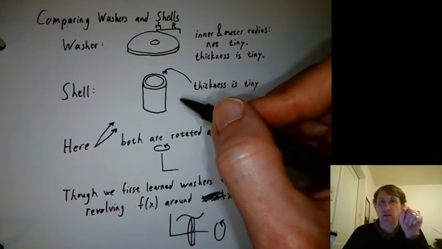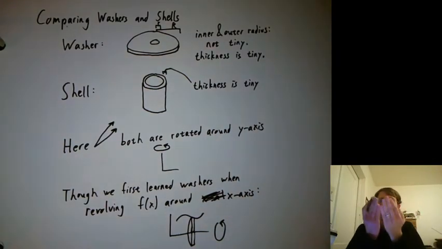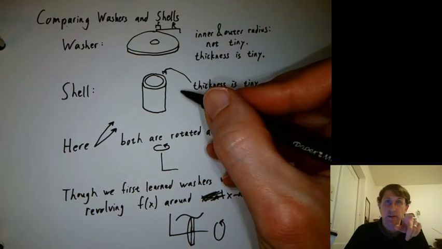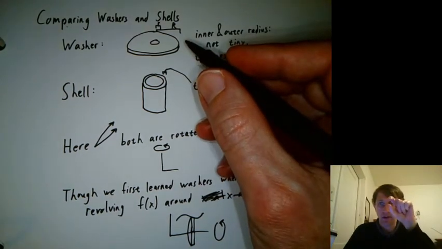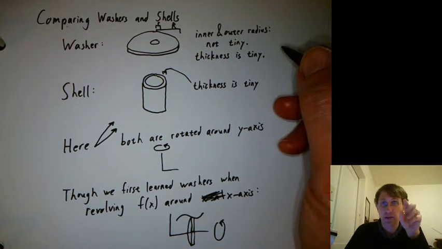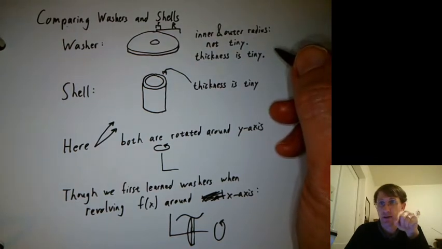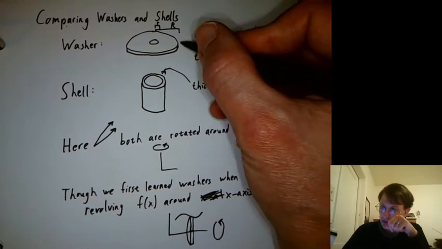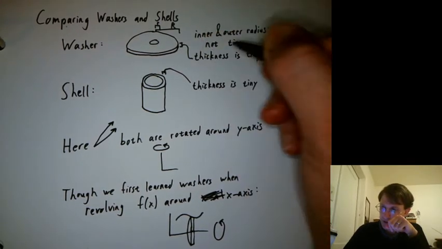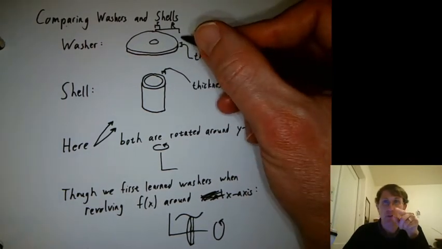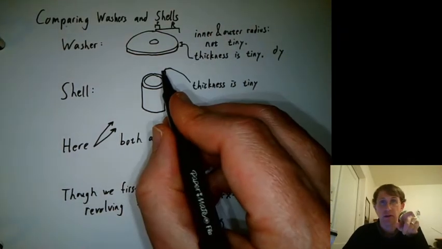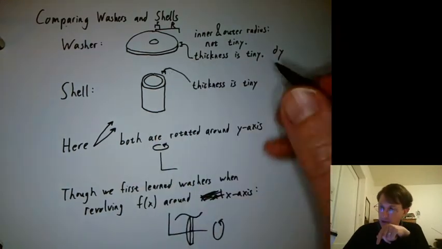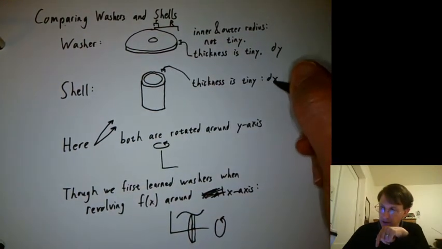A shell, remember we used a sheet of paper wrapped around to show that. So that thickness is tiny in this direction rather than in that direction. So one of these I'm going to call the thickness dx and the other one dy. Which one is which? Here, this is the thickness, and I would say that's in the y direction, so I'd call that dy. Here, the thickness is shown going left to right, so I would call that dx.